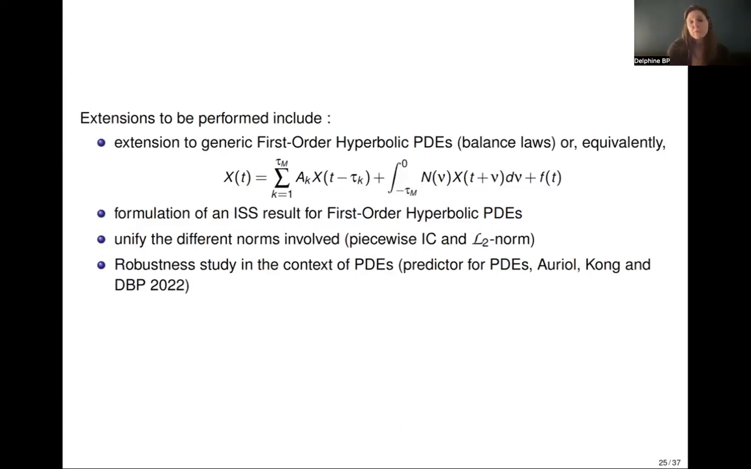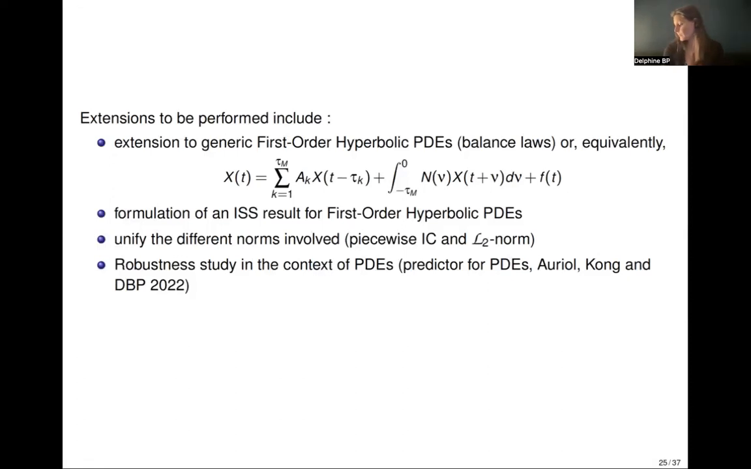Another problem is also that we use different norms, as you saw. So we have to consider that the initial condition is piecewise continuous while we look at the L2 norm. So we would like, if possible, to get rid of this assumption, but that may be a bit complicated. And finally, to try to apply all of this for the robustness study in the context of PDEs.